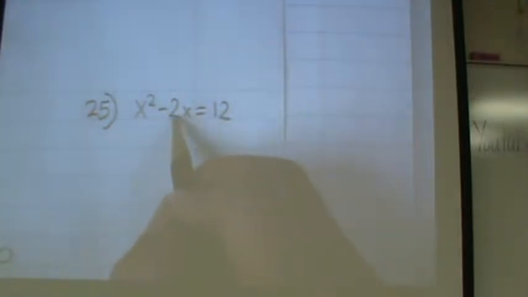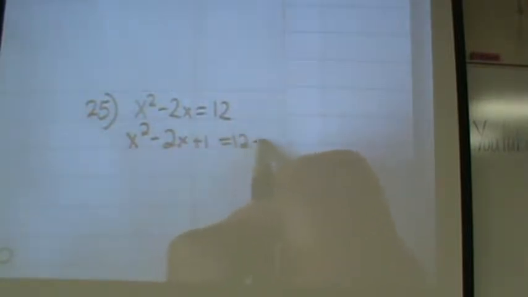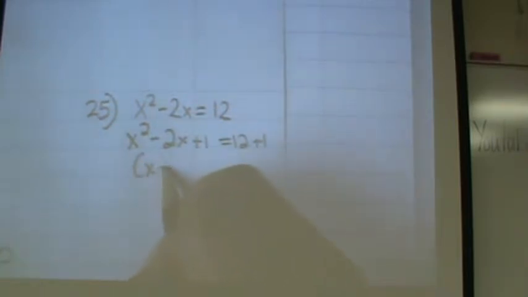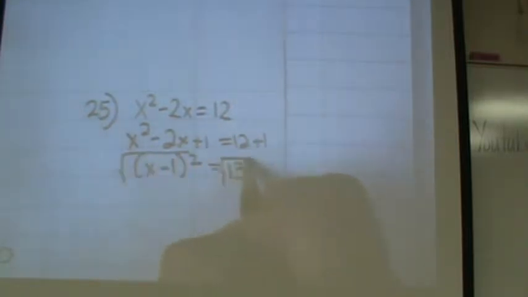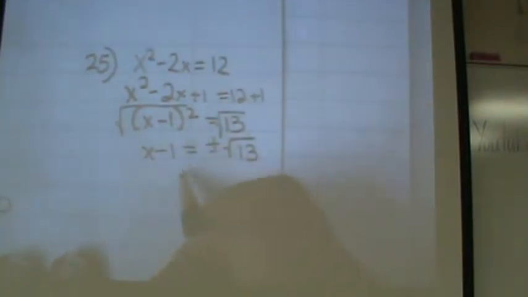You're going to take half of negative 2, which is negative 1, and square it. You're going to add 1 to both sides, because half of negative 2 is negative 1, squared is 1. So as long as you add that number to both sides, you're good. Factor the left side, and then square root both. X minus 1 is equal to plus or minus root 13. And now bring this negative 1 to the other side, and you're done.